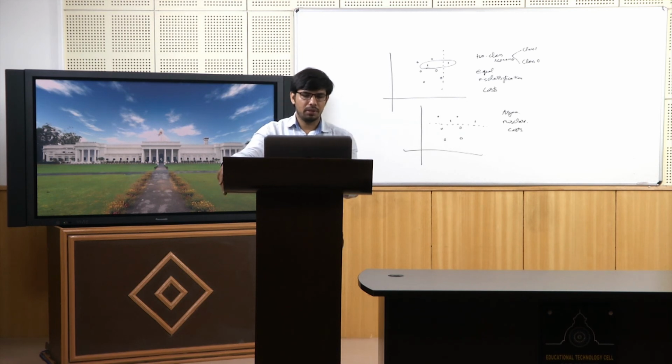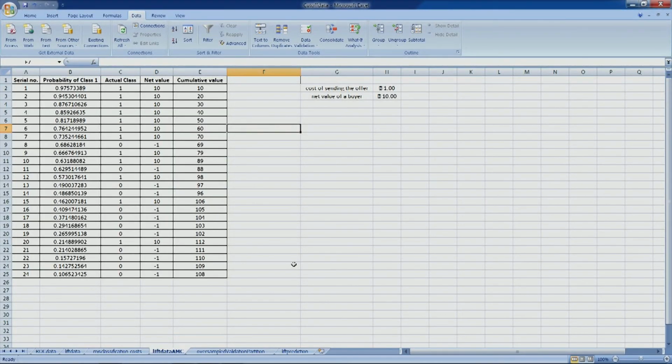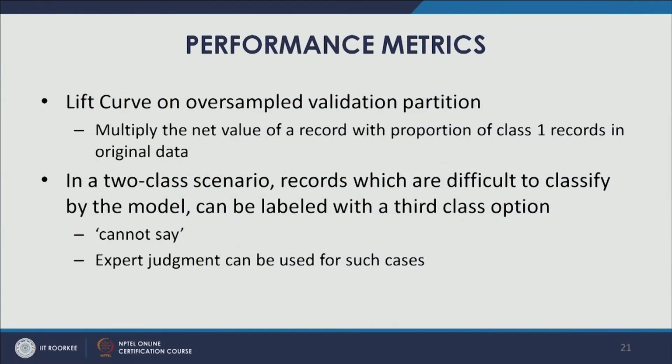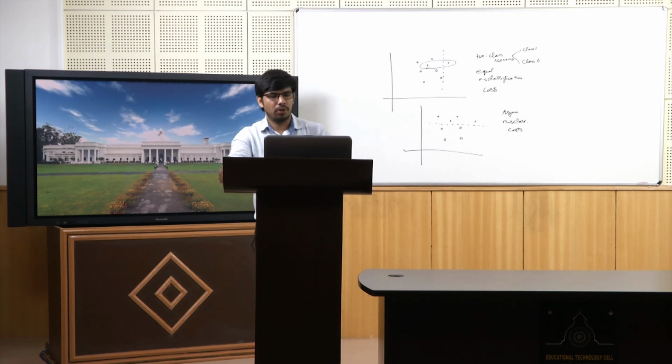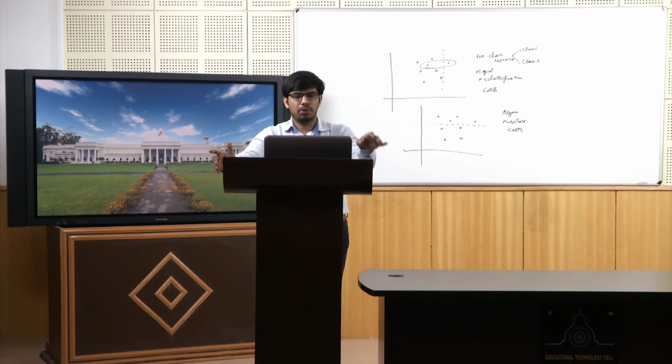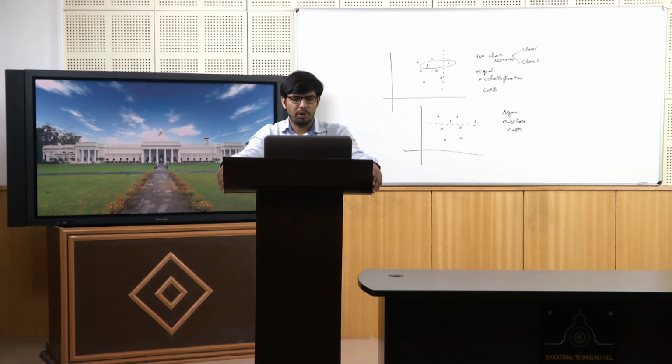Now what we need to change here is that in one of the intermediate steps, we need to multiply the net value of a record by the proportion of class 1 records in the original data. For example, in this column D, net value, we need to multiply this value by this proportion of class 1 records in the original data. That can then be used to compute the new values, which can further be used to compute the cumulative value, and once we have those cumulative values, we can plot our lift curve using the oversampled validation partition. That lift curve would be adjusted for this oversampling effect, and we would be able to find out the effectiveness of a particular model.